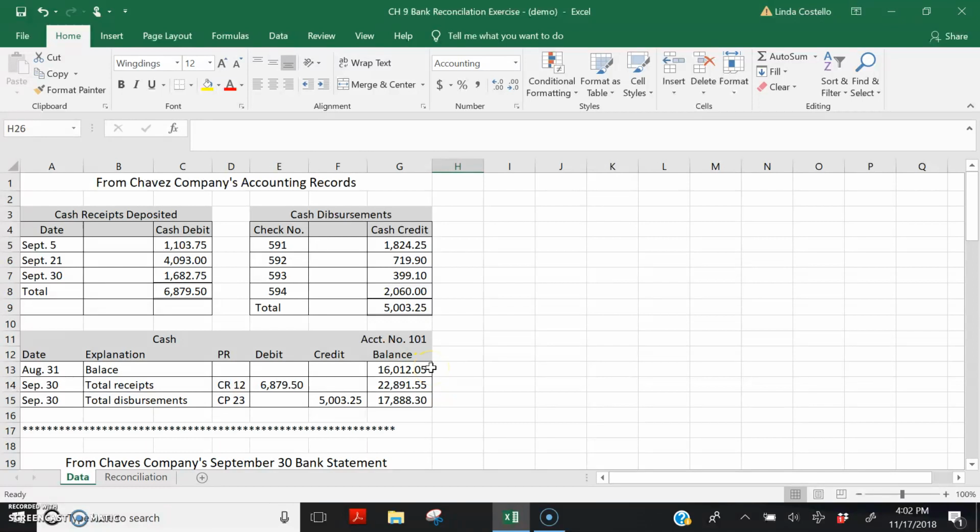$16,012.05 plus a debit of $6,879.50 less checks written in the amount of $5,003.25 credit, leaving the balance in the cash account as of September 30th in the amount of $17,888.30. This is the balance per books at September 30th.